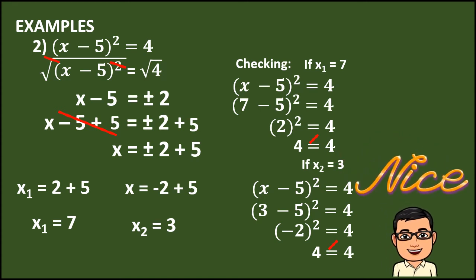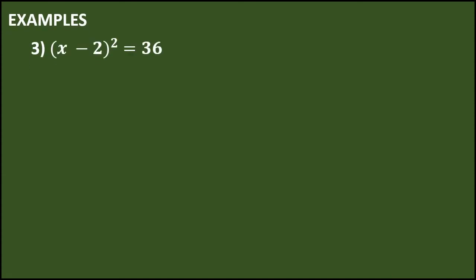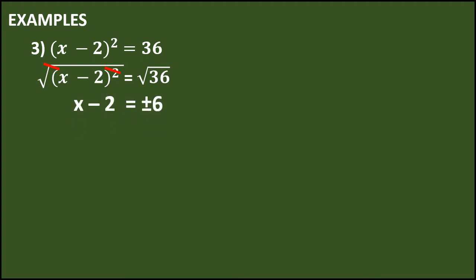Let us now have the third example, which is quantity x minus 2 quantity squared equals 36. Using the square root property, square root both sides of the equation. We are going to have the square root of quantity x minus 2 quantity squared equals the square root of 36. We can now cancel the 2 and the radical sign. It will become x minus 2 equals the square root of 36, which is positive and negative 6.